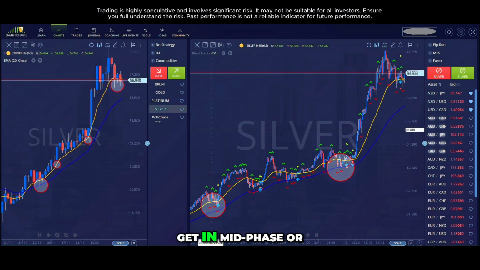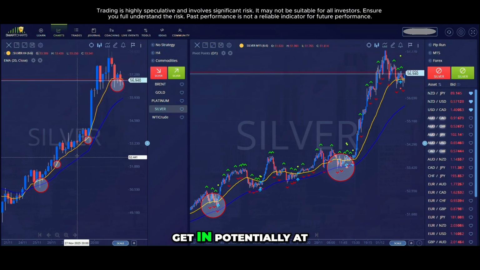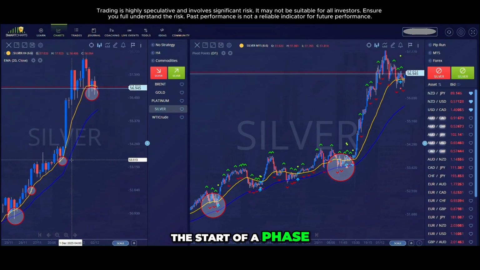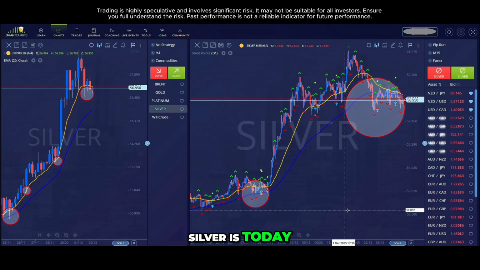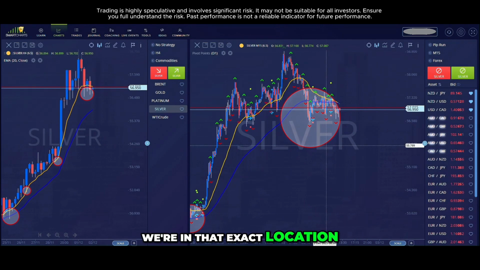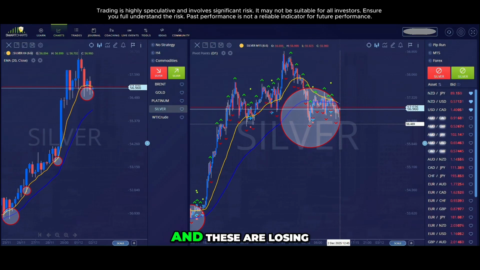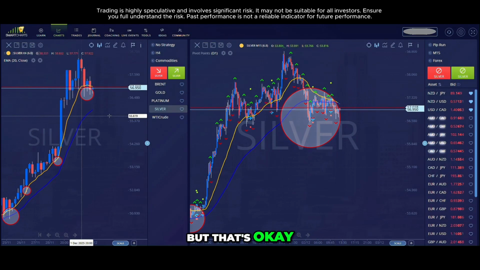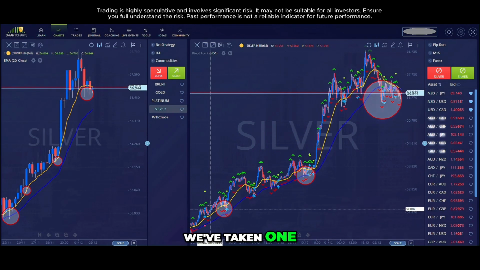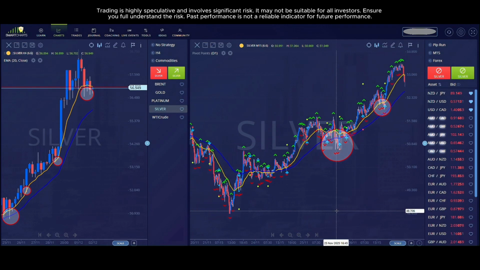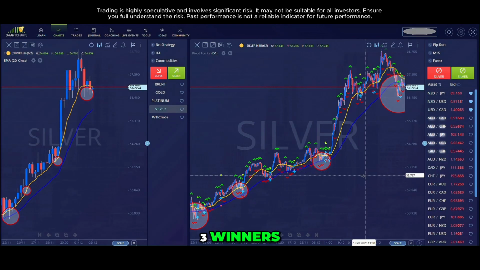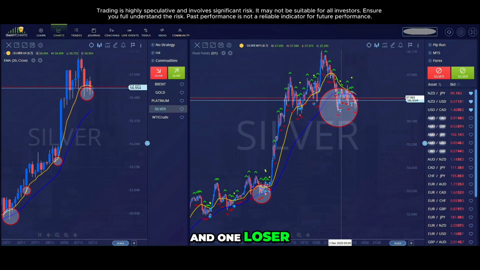Do we want to get in mid-phase, or do we want to get in potentially at the start of a phase? Now, when you see where silver is today, we're in that exact location. Silver has generated a signal already, and these are losing. But that's okay, right? We've taken 1, 2, 3 winners and 1 loser. And that's a typical run of a trader's performance.